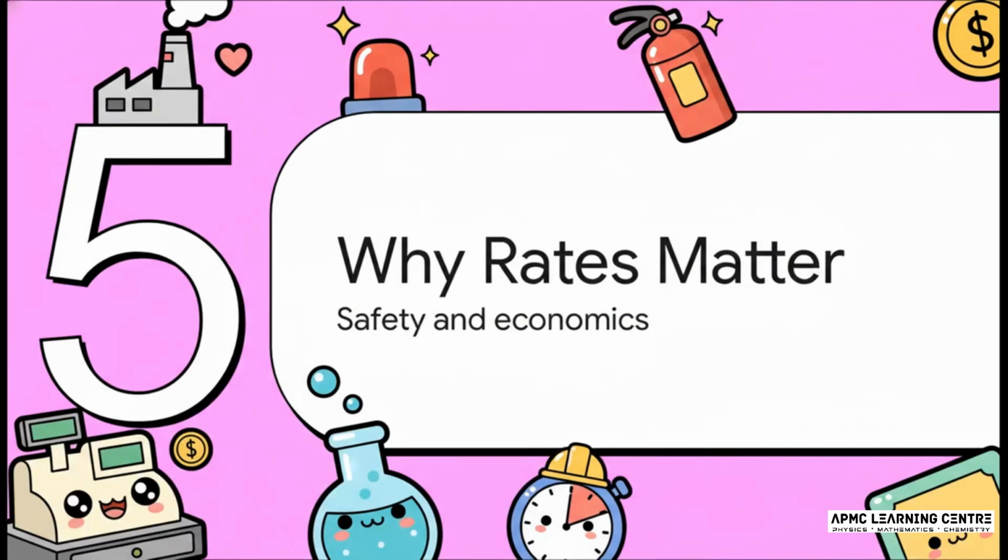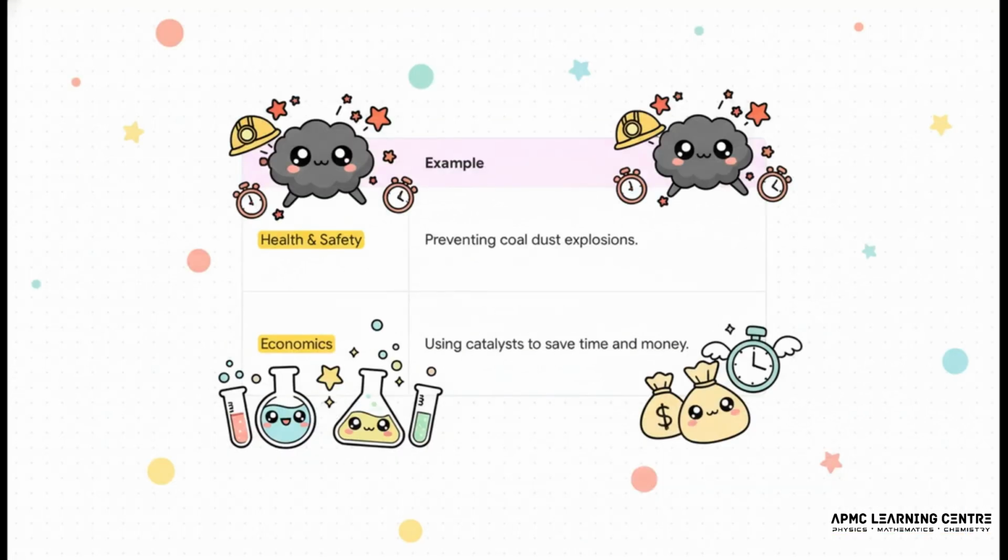So, okay, we can measure reaction rates in a lab. Great. But why does this actually matter? Well, as it turns out, being able to control the speed of reactions is totally fundamental to everything from making money in industry to literally keeping people safe. Let's talk about safety first.